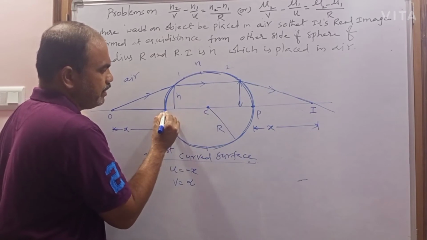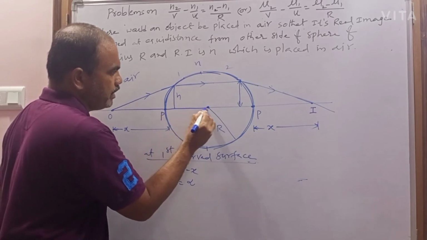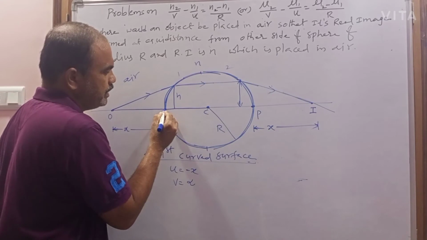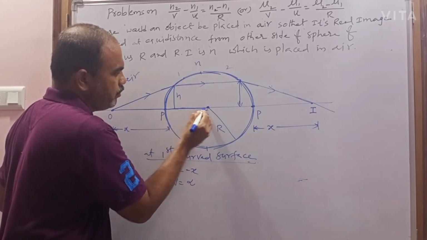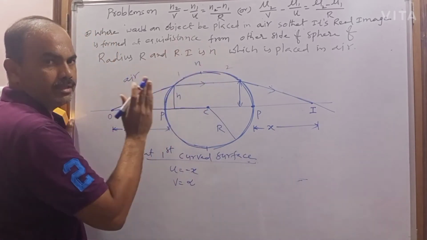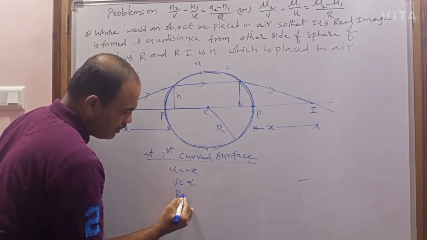Now coming to the radius of curvature. What is the radius of curvature? The distance between the pole and the center of curvature. To measure the radius of curvature, in which direction am I moving? In the direction of the incident ray. So that's why R is equal to plus R.